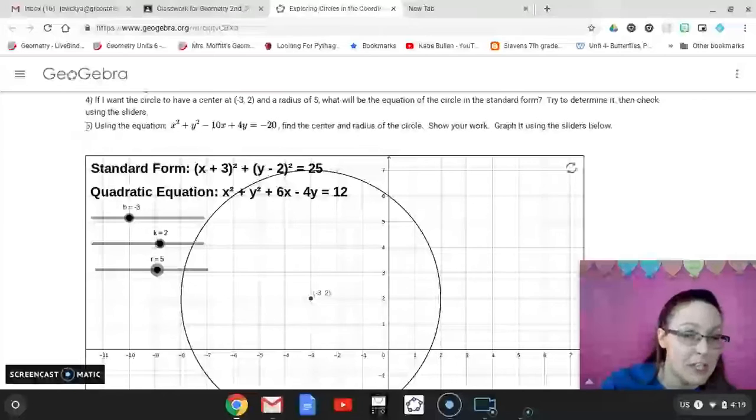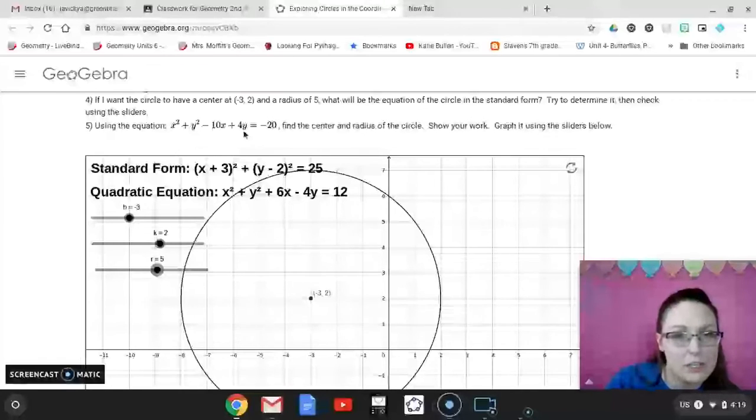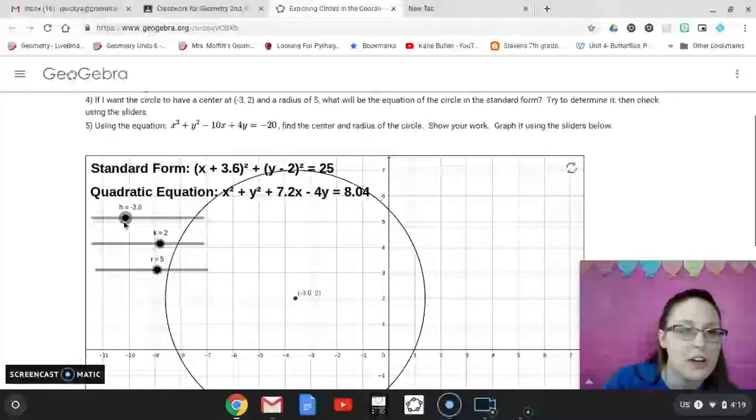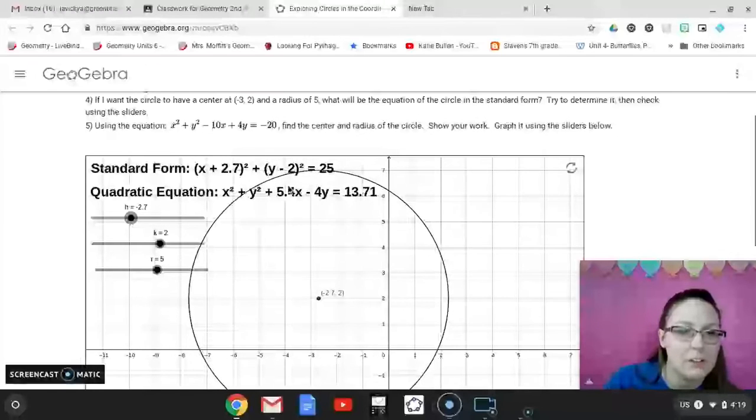Now, number 5 is the one that most of you guys had questions on. So on number 5, it says using the equation, and then it gives us the quadratic form of the equation. And we've not really looked at that one a whole lot. So I want you guys to notice the links between the standard form and the quadratic equation. As we were changing h, in the quadratic equation, there are only 2 parts that are changing. This part with the x at the end of it, and then what this is equal to.